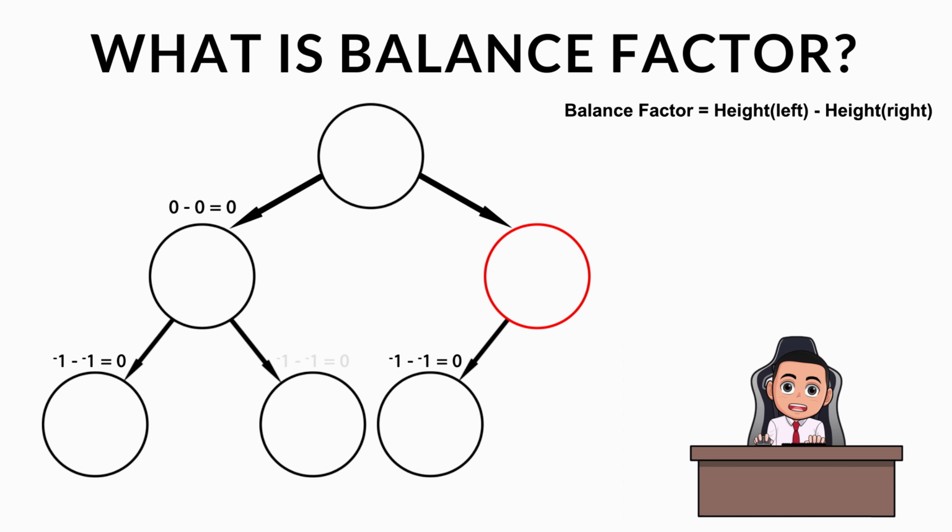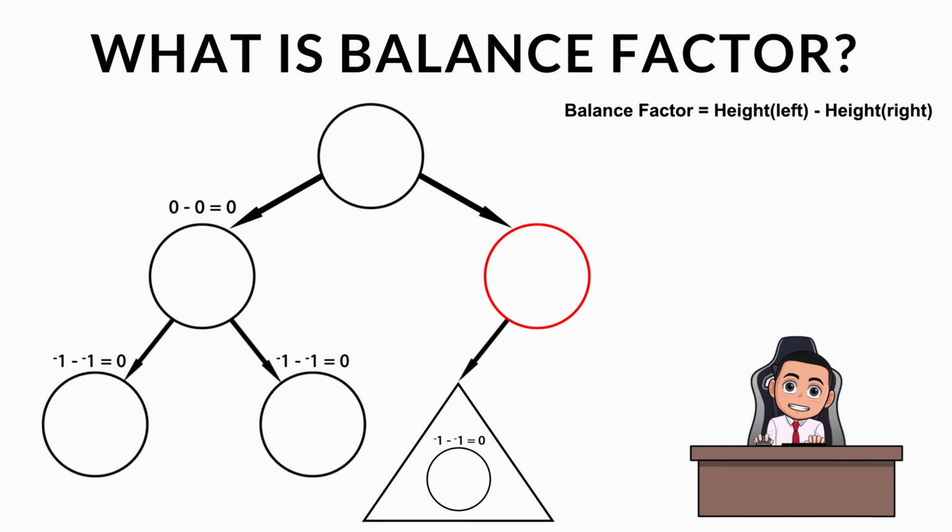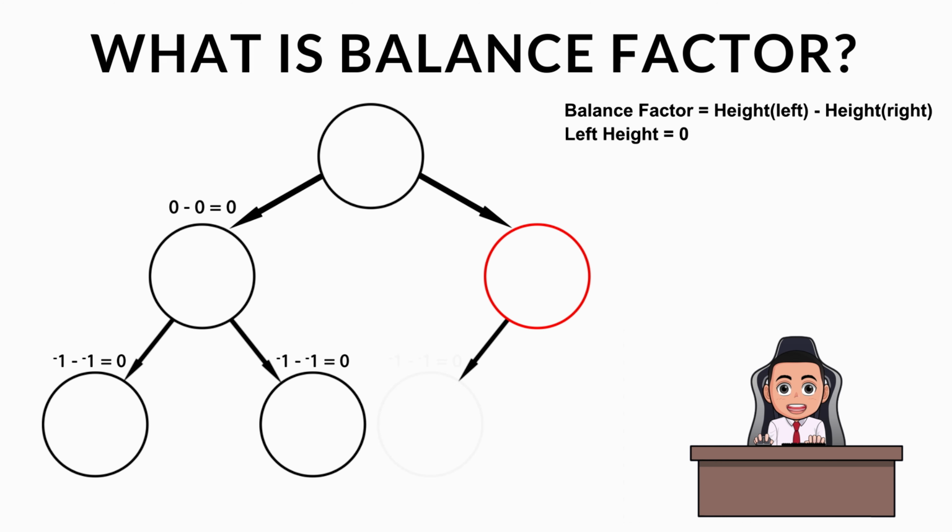Next, let's take a look at this node. We check the left subtree. It has a single node, so we get a height of 0. Checking the right subtree, it's an empty tree, so the height of the right side is -1. 0 minus -1, so we get a balance factor of 1.